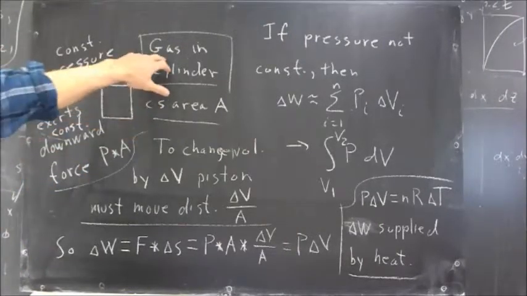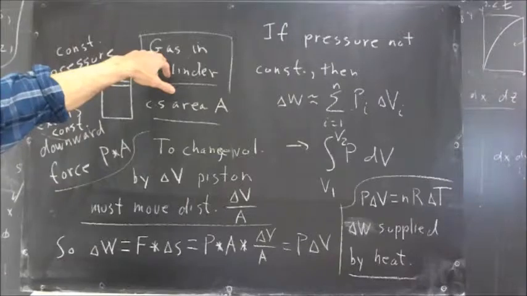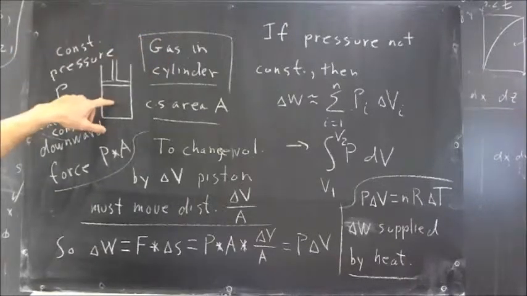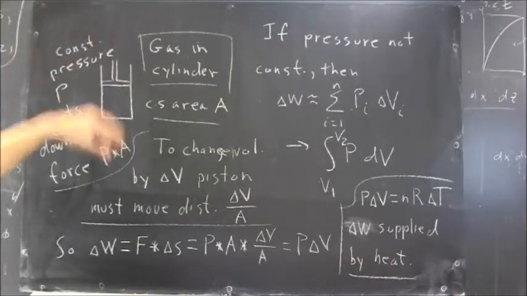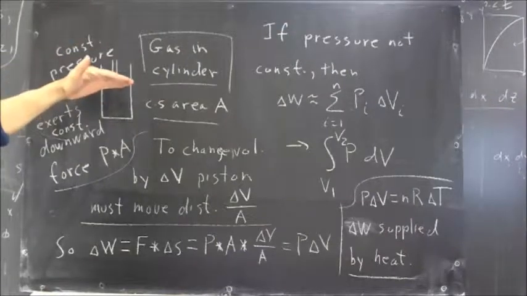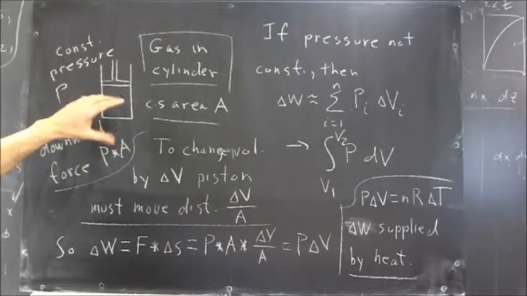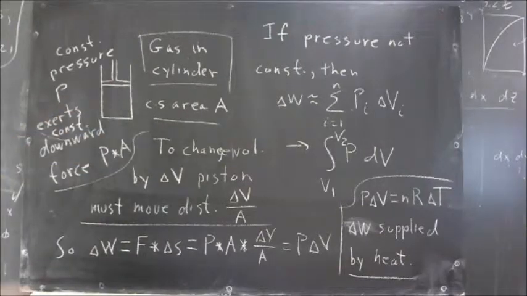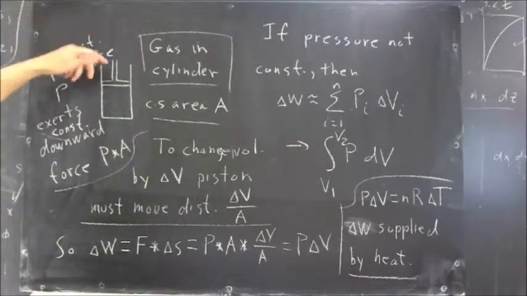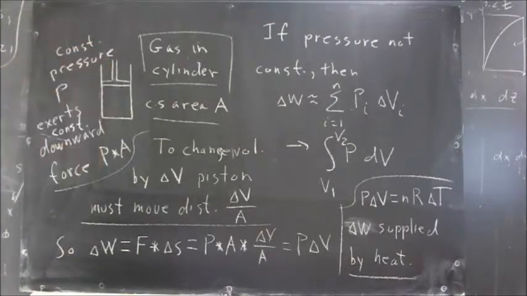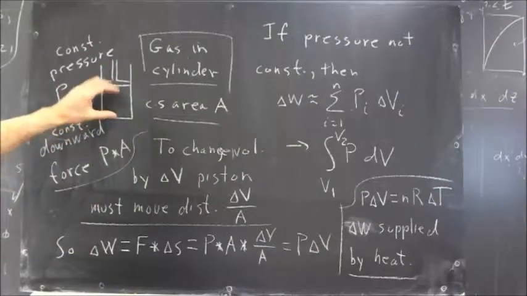We think in terms of a gas in a cylinder. There's a piston so that the gas in the cylinder can expand or contract without any gas entering or escaping. So this cylinder, let's say, has a cross-sectional area A, and let's say that we keep constant pressure on this piston while the gas expands.